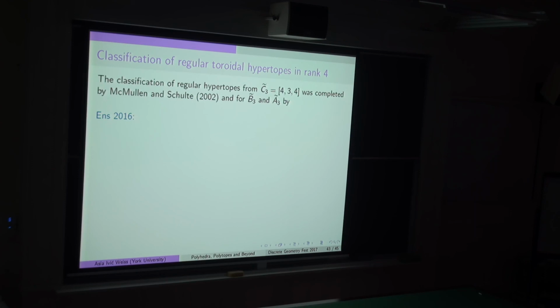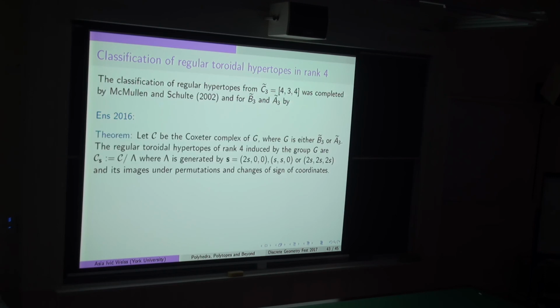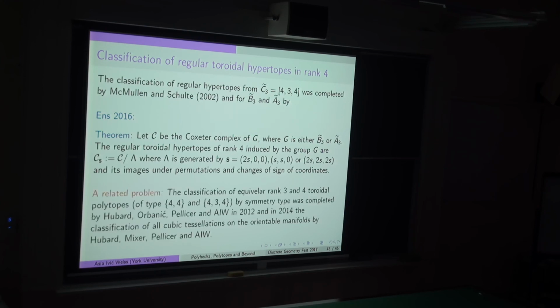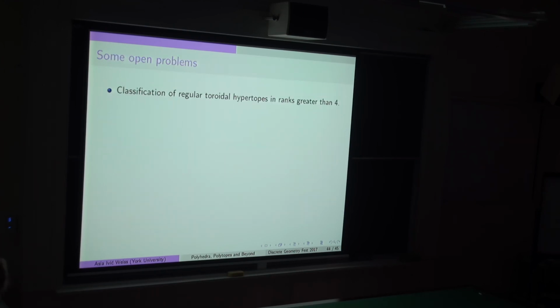As I mentioned earlier, the classification of regular hypertopes with linear diagrams, that is regular polytopes, was completed by McMullen and Schulte. And this last year, Eric Ans, my PhD student, found the classification for all of them, for regular hypertopes of rank 4. And they are given with these parameters for both of the families, so for both of those possibilities. That you don't want to know.